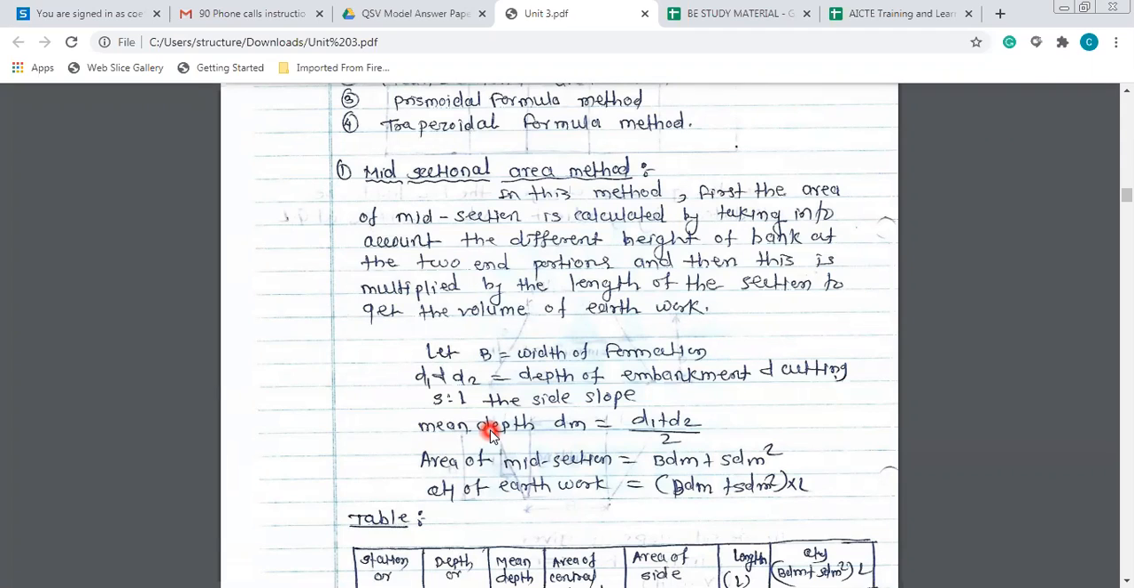Now let B be the width of formation, and D1 and D2 be the depths of embankment and cutting, or it may be two different embankment depths or two different cutting depths. It may be anything.